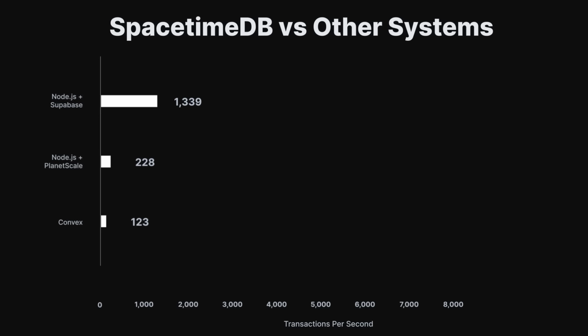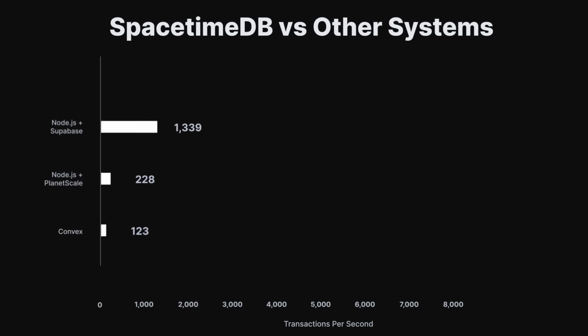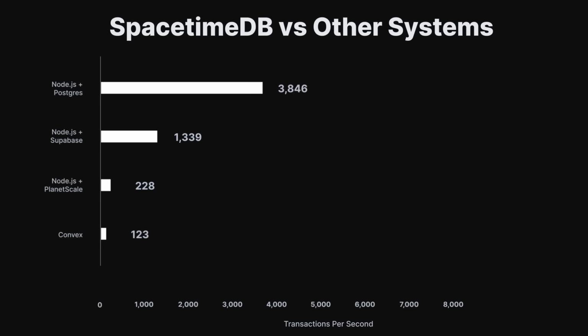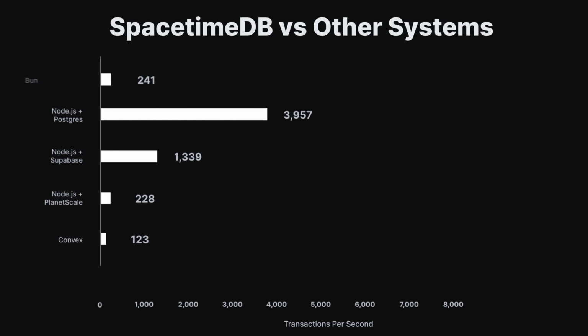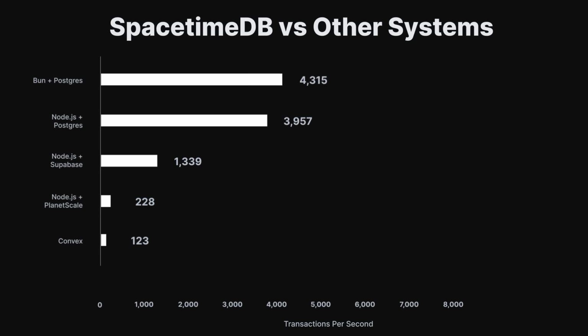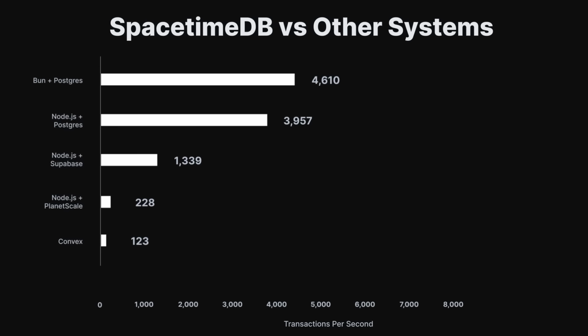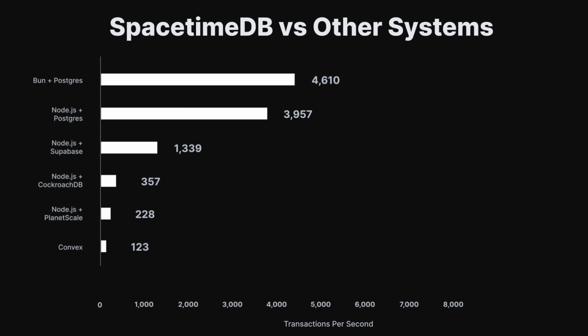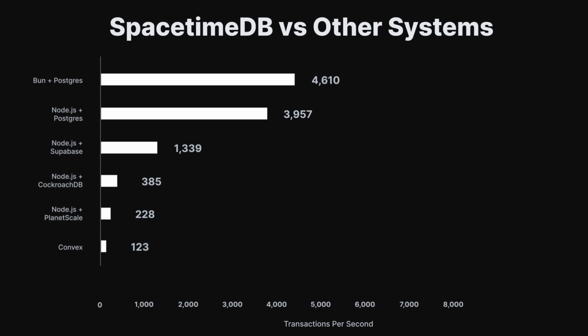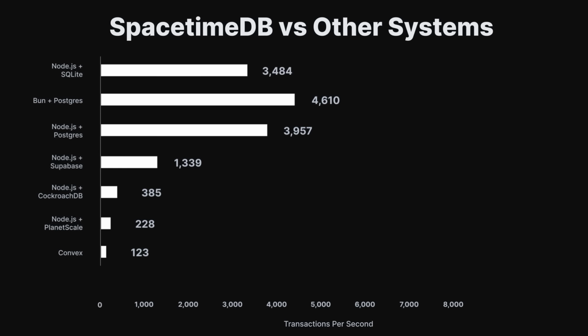But even with multiple servers, the traditional Node.js and Postgres setup tops out at 4,000 transactions per second. Bun does about 20% better. Clearly our problem is that we need something that scales horizontally, right? We need something web scale. Well, CockroachDB on a 5-node cluster only hits roughly 400 transactions per second. Distributed coordination actually slows us down, despite the much higher AWS bill. Only SQLite with its embedded architecture similar to SpacetimeDB beats Postgres.